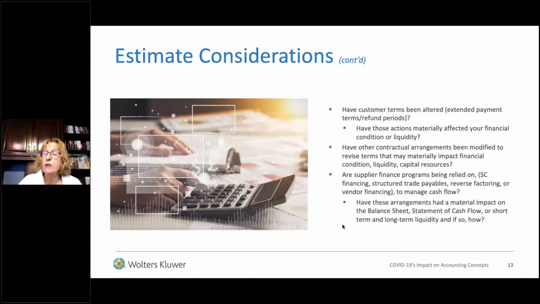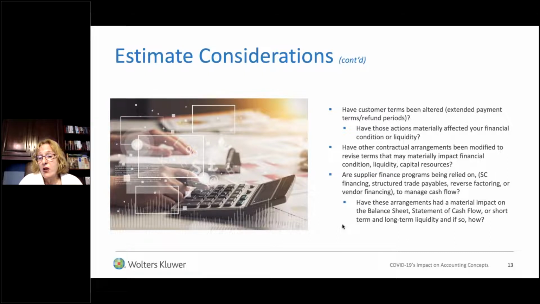Have those actions materially affected your financial condition or liquidity? It's amazing how often people will buy on impulse, and then they may have it for 30 days or something, then decide, I really need to return this. And so then they return it. So do you have some history beyond what your previous refund periods were? And then if you've extended them, how that's working right now and how that's affecting your cash flow.